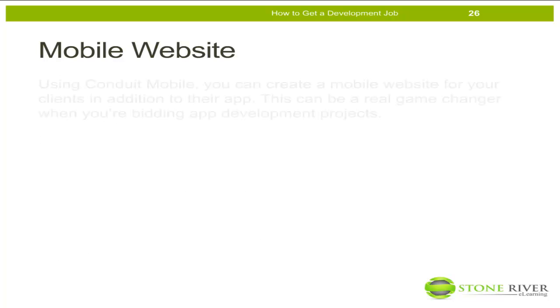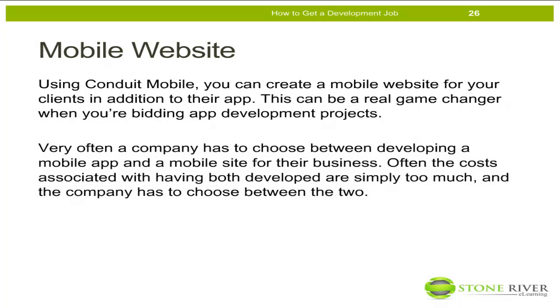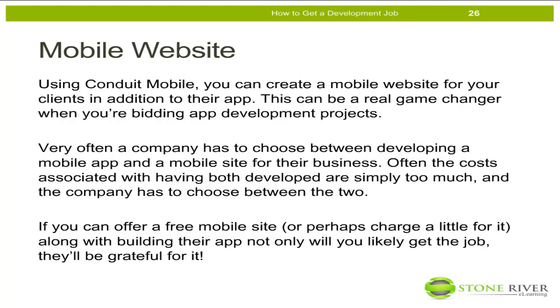Mobile website. Using Conduit Mobile, you can create a mobile website for your clients in addition to their app. This can be a real game changer when you're bidding app development projects. Very often, a company has to choose between developing a mobile app and a mobile site for their business. Often the costs associated with having both developed are simply too much, and the company has to choose between the two. If you can offer a free mobile site, or perhaps charge a little bit for it, along with building their app, not only will you likely get the job, they'll be grateful for it.